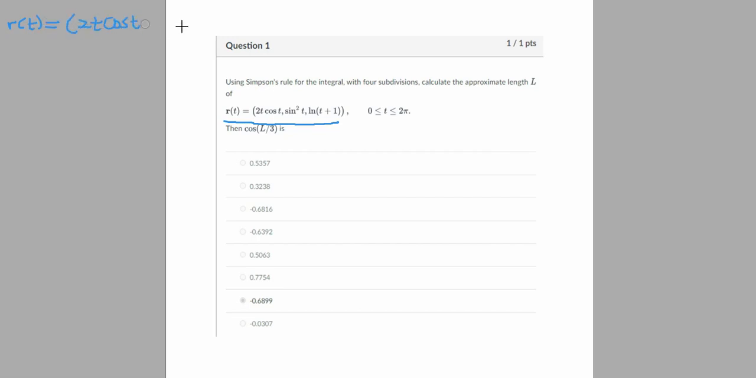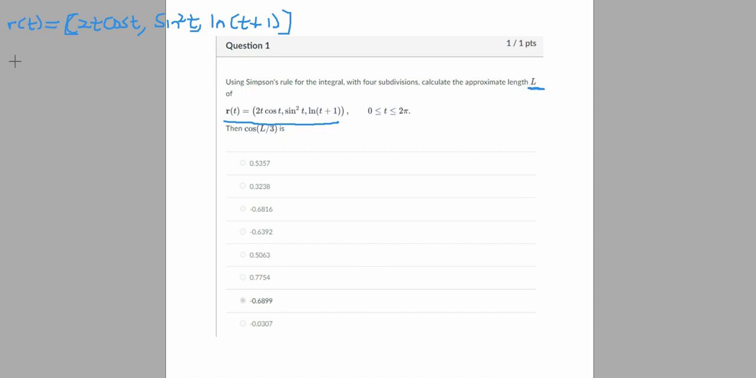cos t, comma, sin squared t, comma, ln t plus 1. These are position vector. Then we are asked to find the length L. How will you find the length?